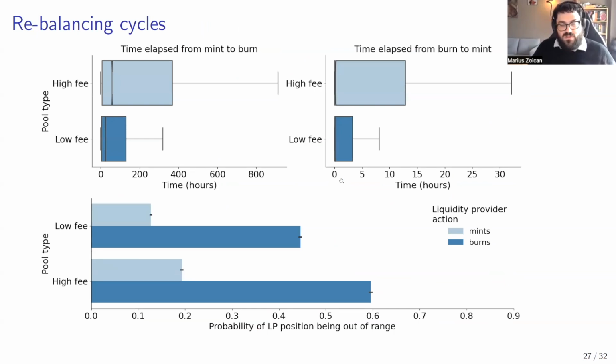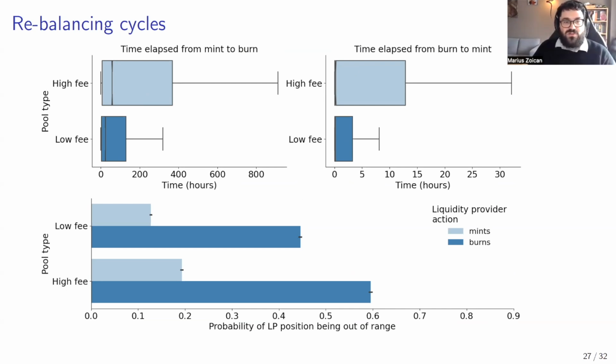Something that was important for us was the rebalancing cycles. All right, so the time elapsed from mint to burn, which, unlike typical limit order markets, is measured in days or even weeks. And you can see that on low fee pools, the rebalancing cycles are much faster. We're looking at the time for a mint to burn by the same wallet.